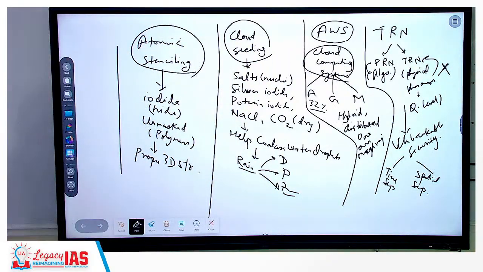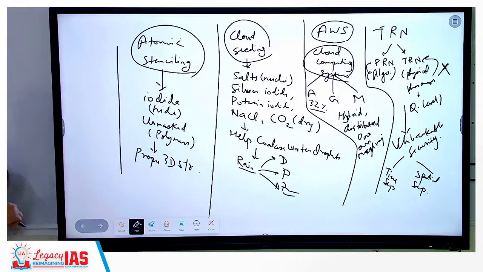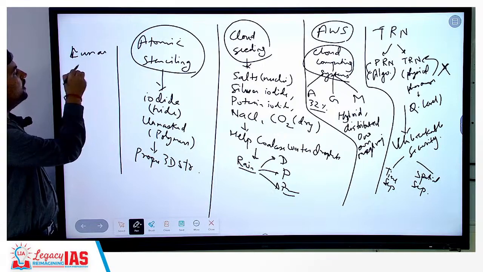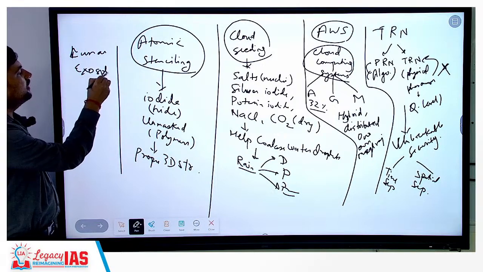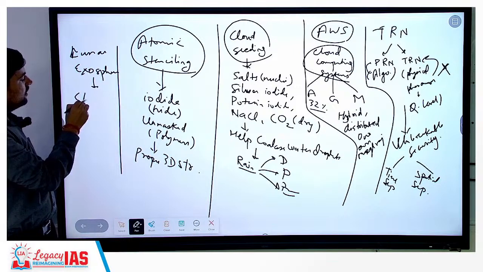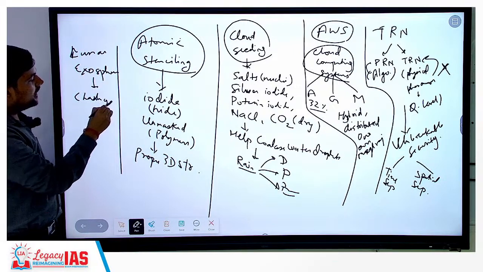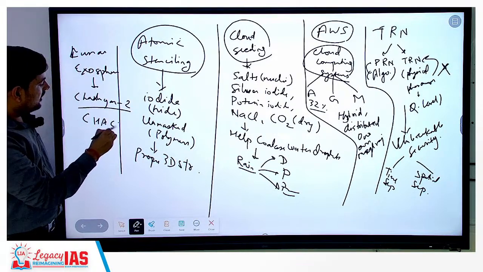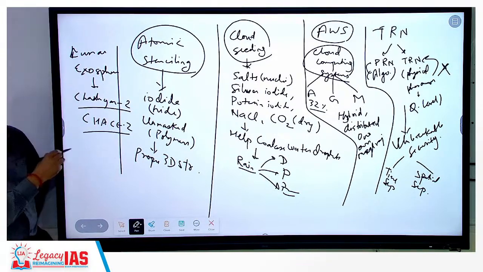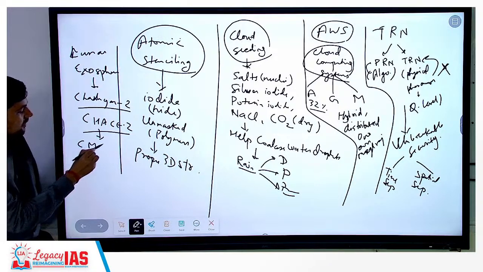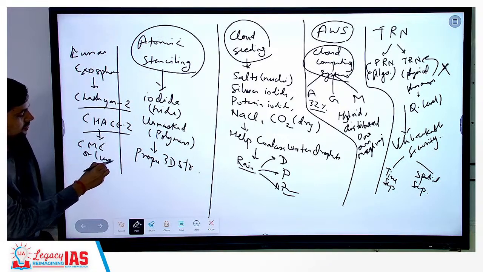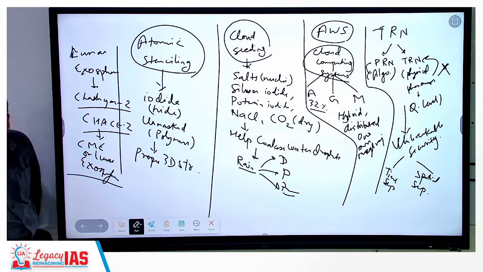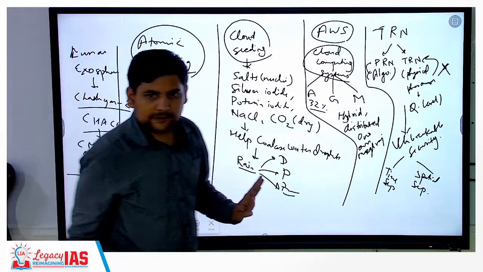Last is what? Lunar exosphere. In this we have Chandrayaan 2. In Chandrayaan 2 this spectrometer observed the effect of coronal mass ejection on the lunar exosphere. That's it. This much only you have to remember.